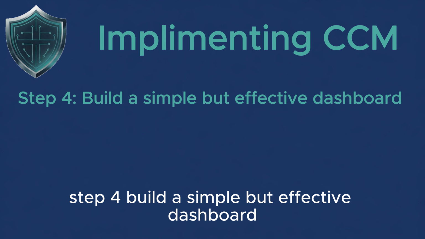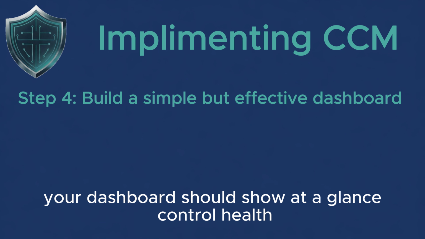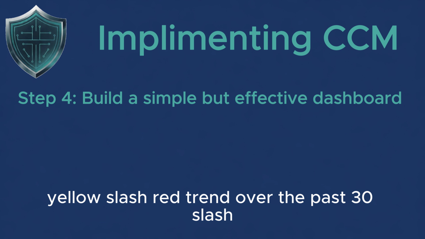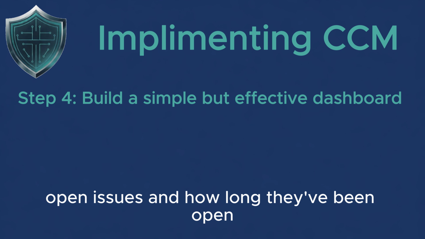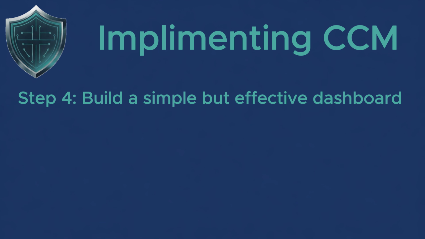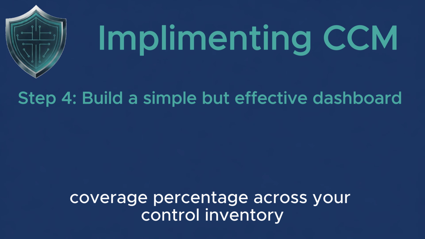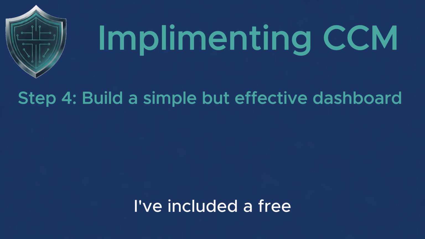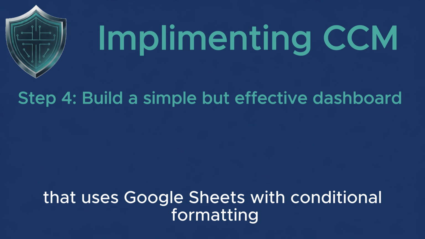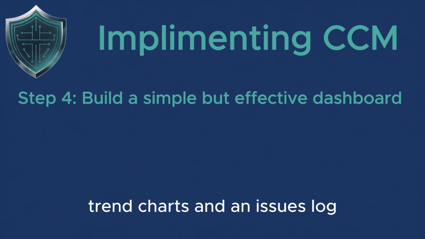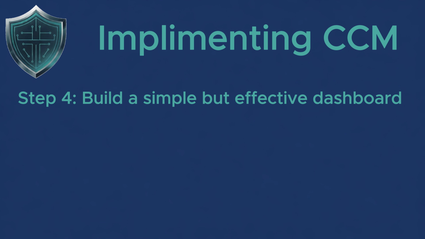Step 4. Build a simple but effective dashboard. Your dashboard should show at a glance: control health, green/yellow/red. Trend over the past 30/60/90 days. Open issues and how long they've been open. Coverage percentage across your control inventory. I've included a free starter CCM dashboard template in the starter kit that uses Google Sheets with conditional formatting, trend charts, and an issues log.